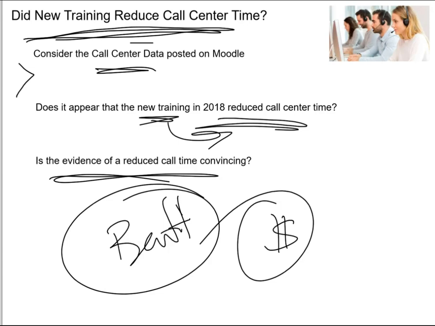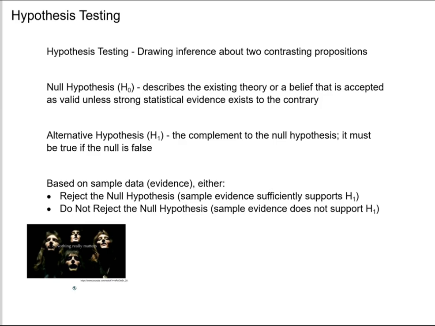Again, to reemphasize, the main question that hypothesis testing lets us look at is, yes, the number looked smaller, but was it convincing? Is that number different enough to really convince you that this training did something that actually lowered call time, and it wasn't just some random variation in it? That's what hypothesis testing does.